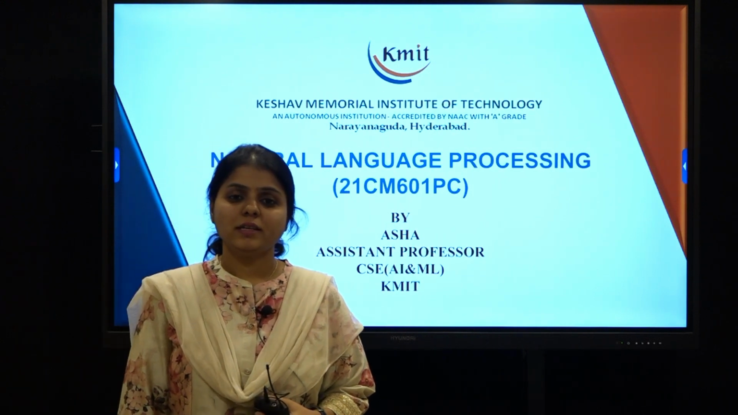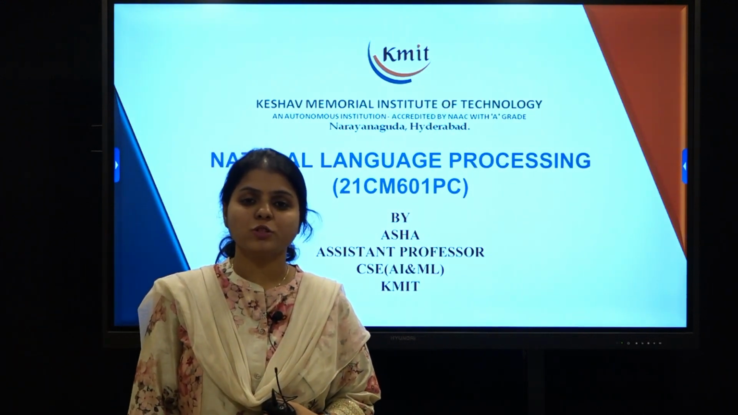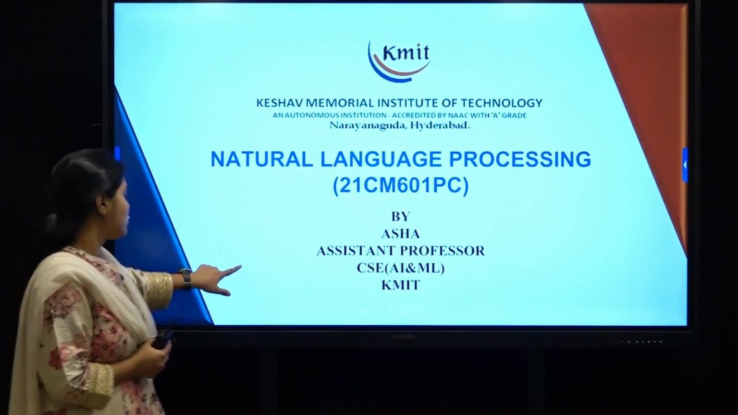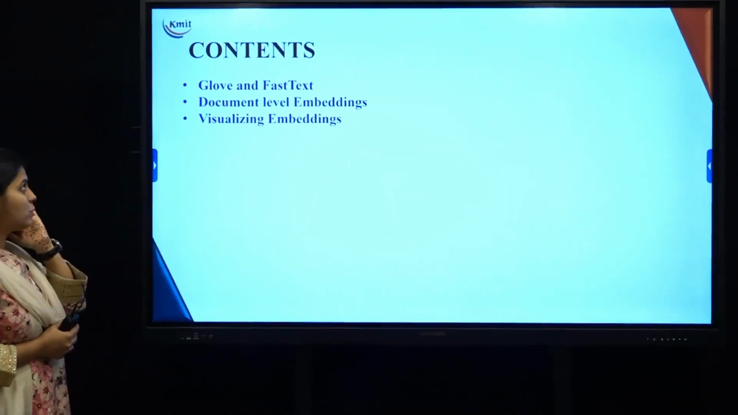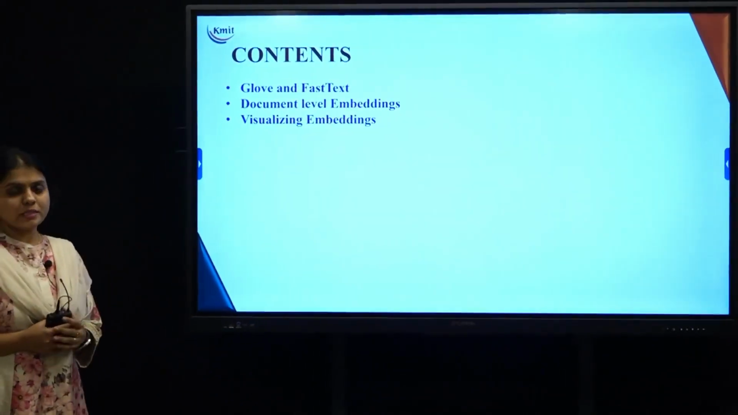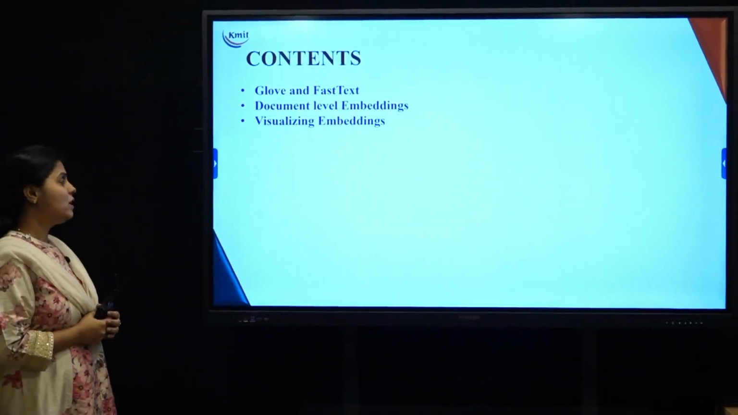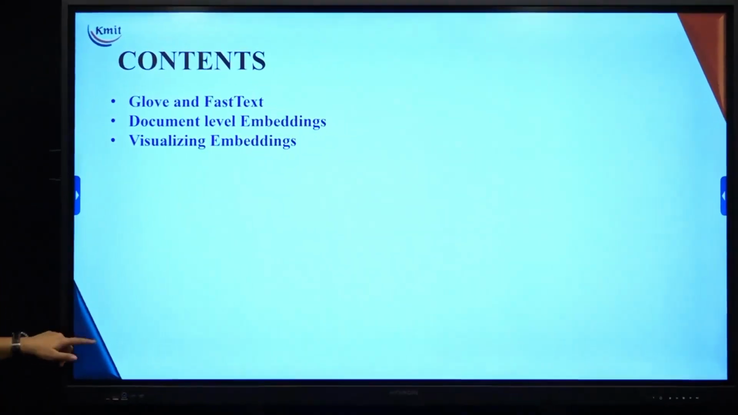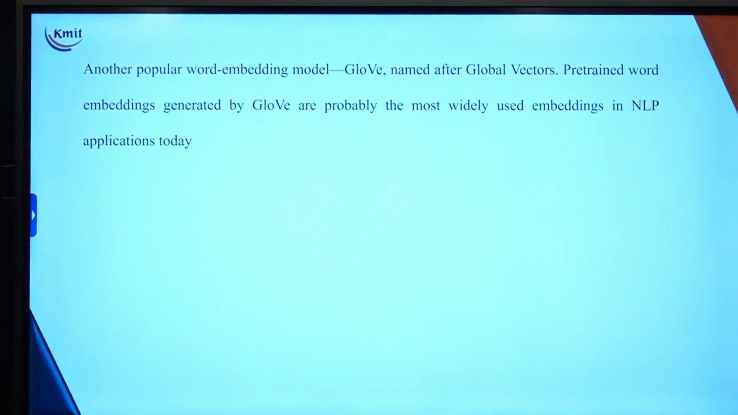Hello all. In the last session we have seen two important word-to-vector models, which were CBOW and skipgram, right? So today in this session I would like to cover GloVe and FastText, other word embedding models, along with how we perform document level embeddings, and we'll also see visualizing the embeddings, okay?